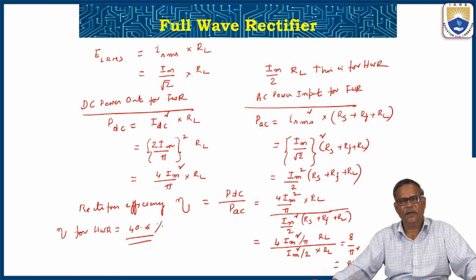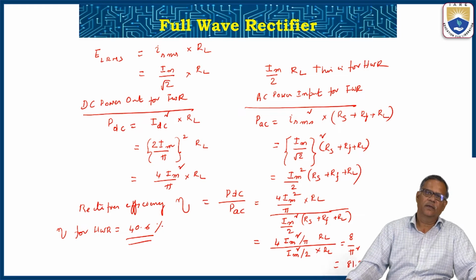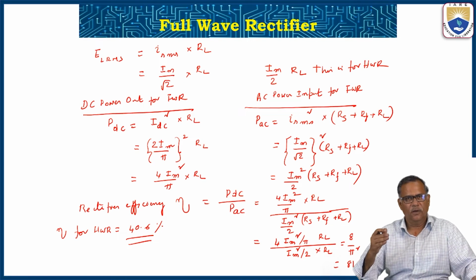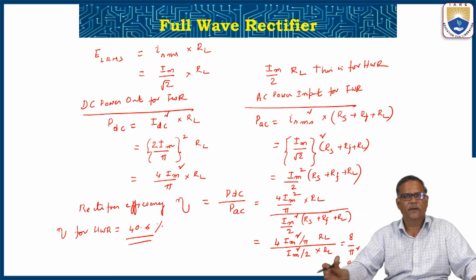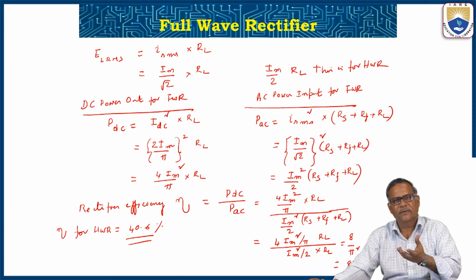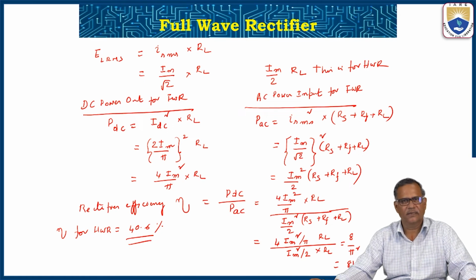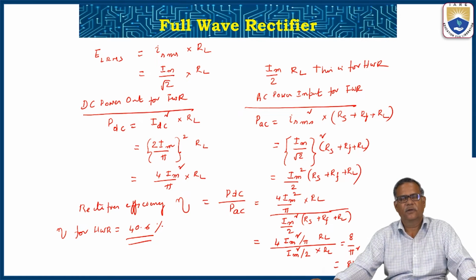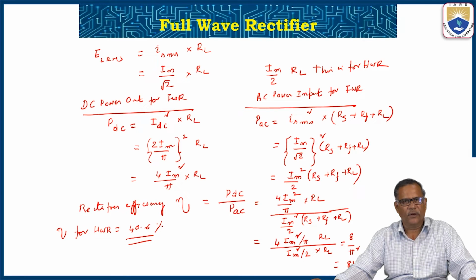It is more efficient. Why is the full wave rectifier more efficient? Because the power is present both for the positive half cycle and the negative half cycle. In half wave rectifier, the output is available for only half of the cycle. So one half of the input is wasted in the case of half wave rectifier. So naturally, the rectifier efficiency is double for full wave rectifier. It is 81.2%, and for half wave rectifier it is 40.6%.